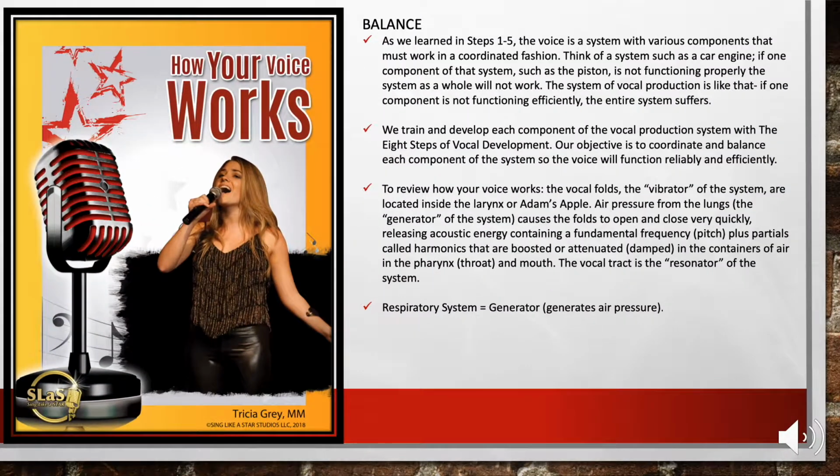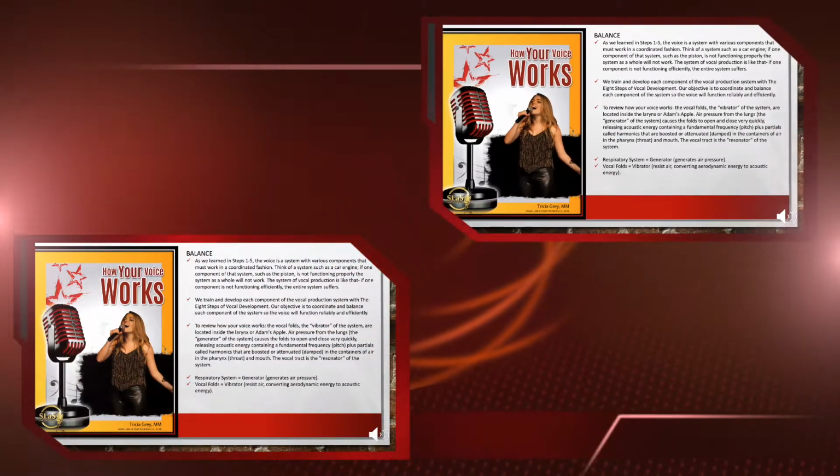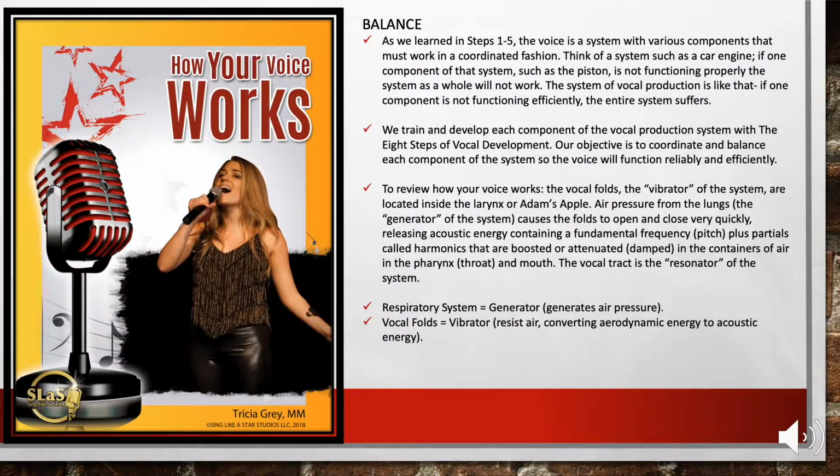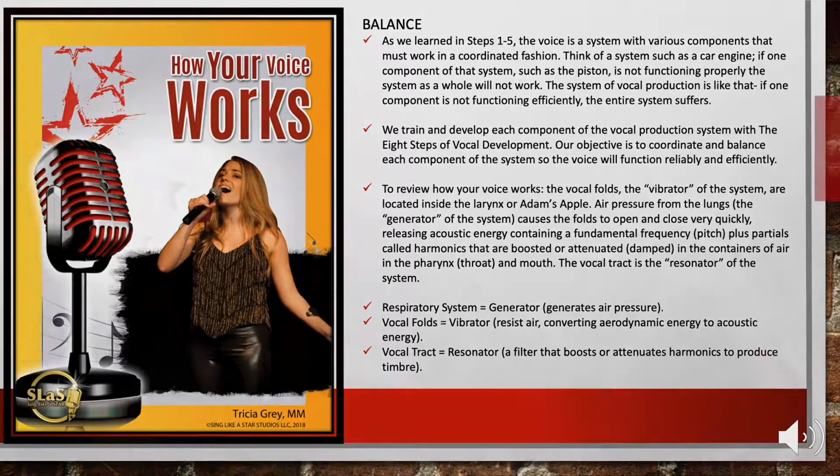Respiratory system is the generator. It generates air pressure. The vocal folds are the vibrator. They resist air, converting aerodynamic energy to acoustic energy. And the vocal tract is the resonator, a filter that boosts or attenuates harmonics to produce timbre.